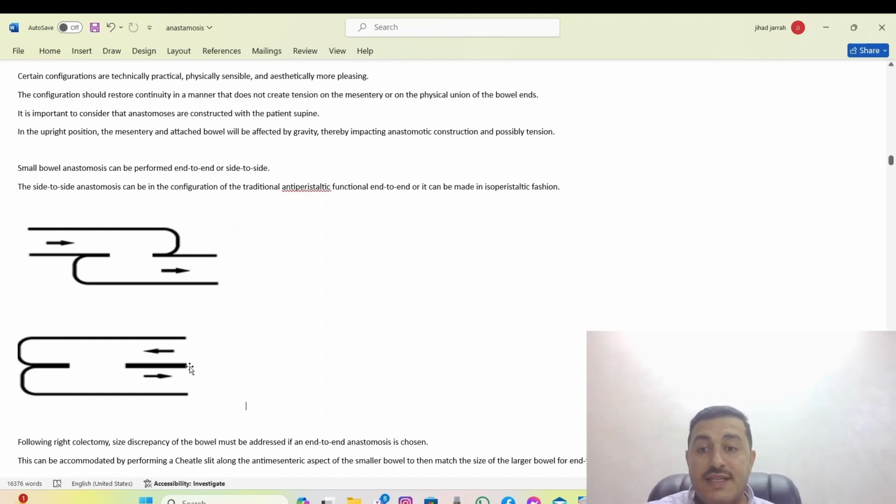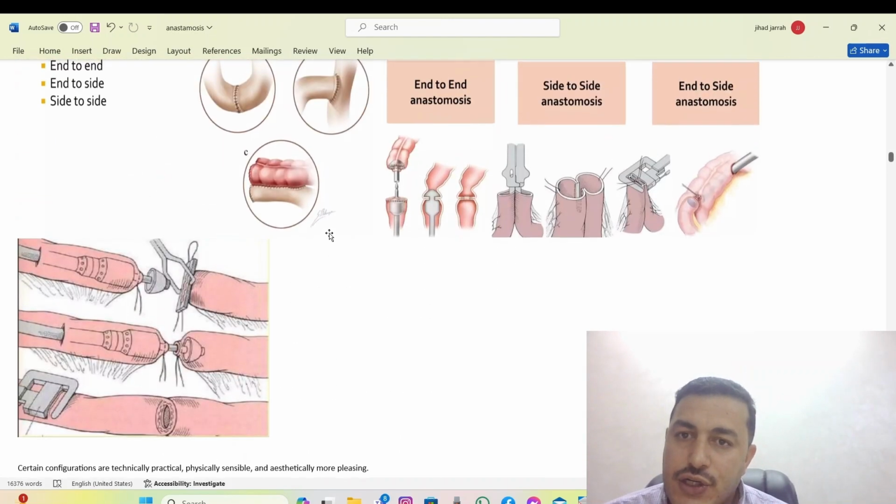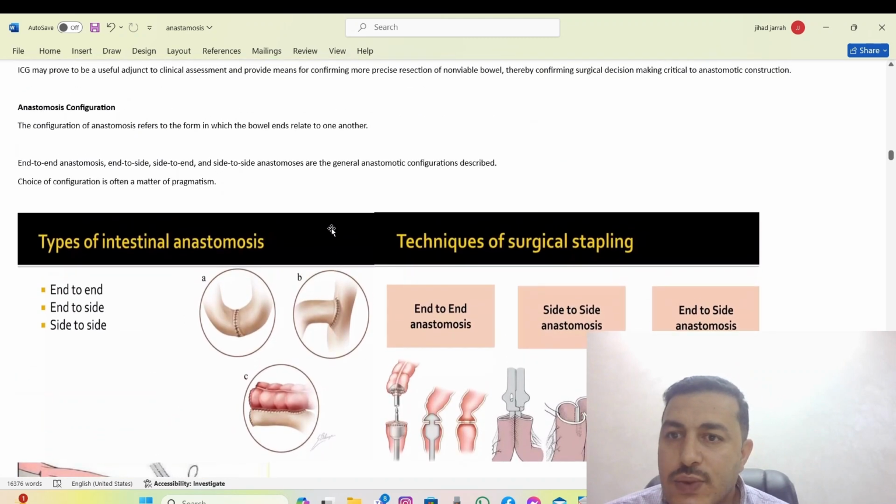Okay, this is the antiperistaltic. Now we are talking about side-to-side. So this is the antiperistaltic. This is the oral side of the content, and there is a change in the direction. So it is an antiperistaltic configuration. Okay, what else can we add?